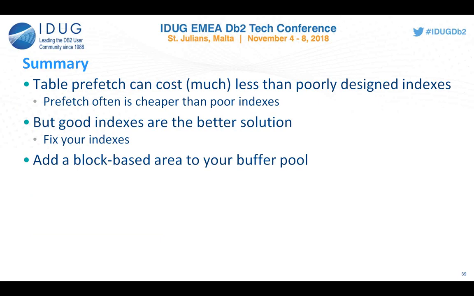So in summary, table prefetch can cost much less than poorly designed indexes, and prefetch is often cheap. I'm saying that again. Good indexes are the better solution, so fix your indexes and add a block-based area to your buffer pool.